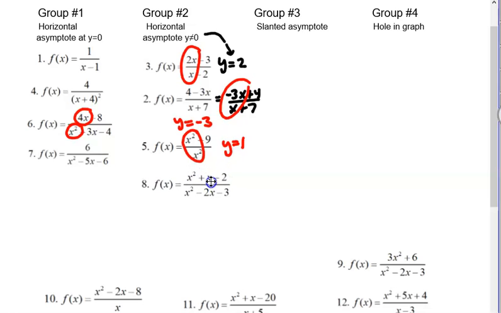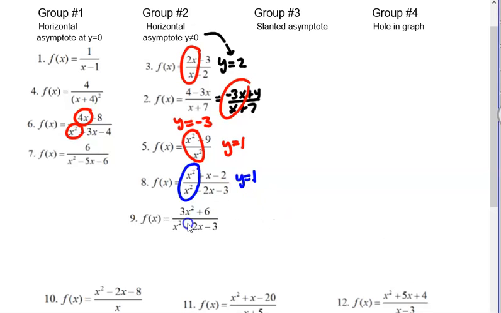Number 8 goes into category 2. For the same reason number 5 does, we have an x squared over an x squared. Now, yes, there's a plus x here, and yes, there's a minus 2x here, but if we were to put a really big number in for x, these smaller terms would be so much smaller than the big squared terms that the squared terms are going to dominate. And once again, we're going to have y equals 1 because x squared over x squared would just simplify to 1. So looking at the highest degree terms, what happens to y? Y gets close to 1.